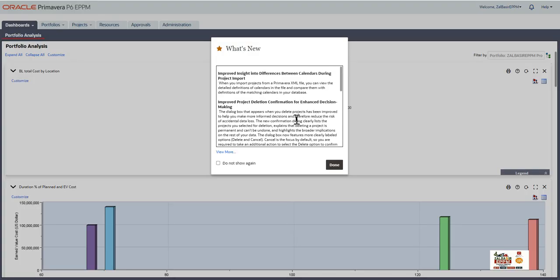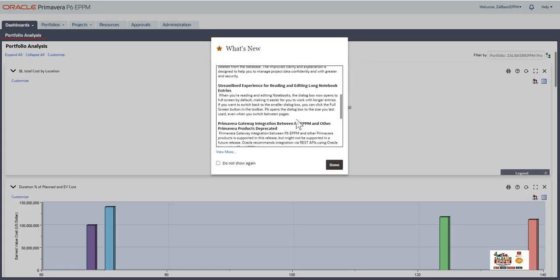Of course, we have a very important improvement. If you remember my old videos from maybe five years ago, I was telling you there is no undo in Primavera. Yes, we have it in a few small things, but not in the critical ones. If you delete a WBS, a project, or something important which you can't get back, now you have a confirmation. Thank you very much, Oracle, for that.